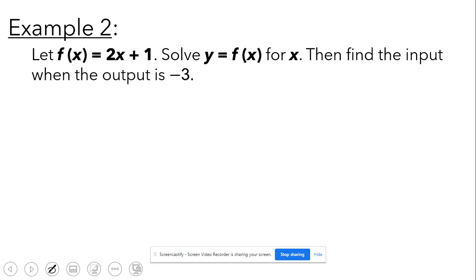Let's look at our second example where we have f of x equals 2x plus 1. And it says solve y equals f of x for x, and then find the input when the output is 3 or negative 3. So the first thing that we have to do is we have to solve for x. So we really have the function y equals 2x plus 1. And what we're going to do is we're going to solve for x.